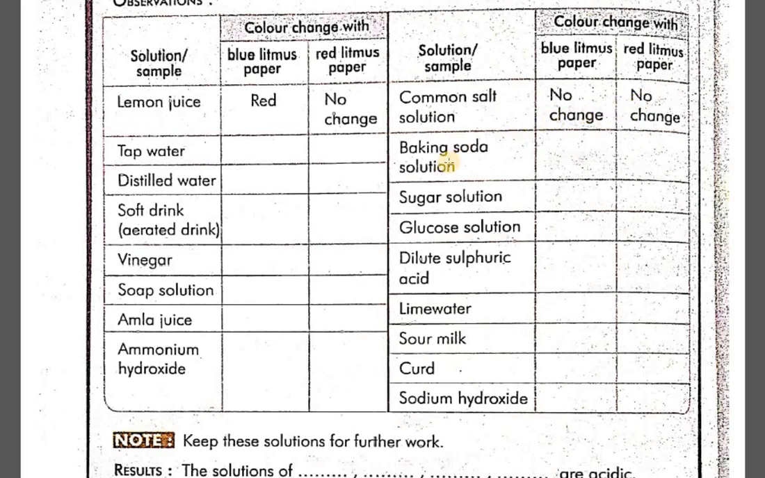Now, baking soda solution, you will find no change in blue litmus paper, whereas red changes to blue color. Sugar solution, no change in both the litmus papers. Glucose solution, no change in both the papers. Dilute sulfuric acid, blue litmus paper will turn into red and no change in the red litmus paper. In lime water, you will find no change in the blue litmus paper and red litmus will turn into blue.